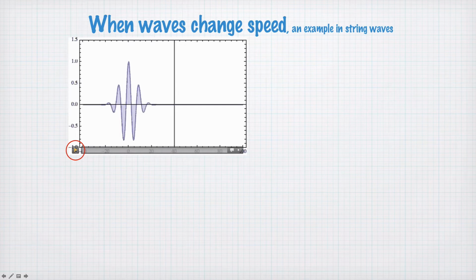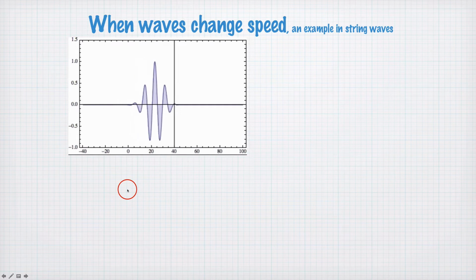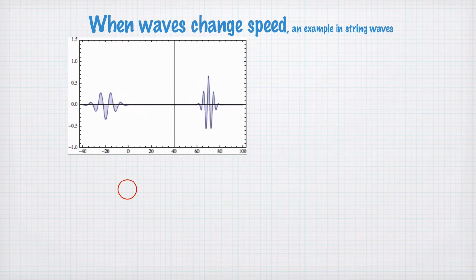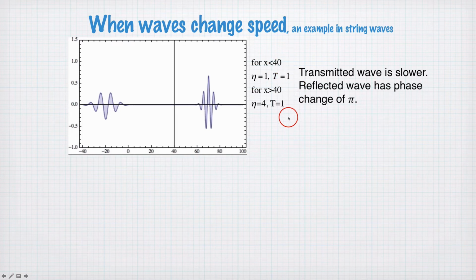I'm going to let this animation loose and let you know that at this point here, the density of the string changes. So imagine tying a thin string to a thick string, or have two guitar strings of different densities or different weights and stick them together and see what happens. So the wave travels along, and when it changes from one medium to another, we get some transmission and some reflection. We see that on this side the wave has become shorter, so the wavelength is reduced, and on this side it's the same wavelength that we had originally, and some of the energy is reflected and some of the energy is transmitted.